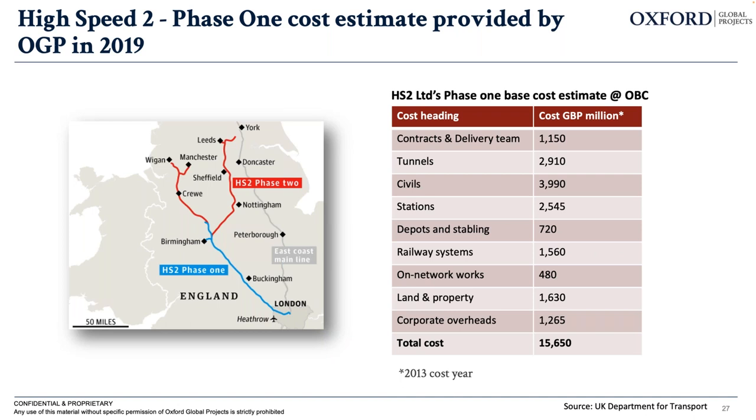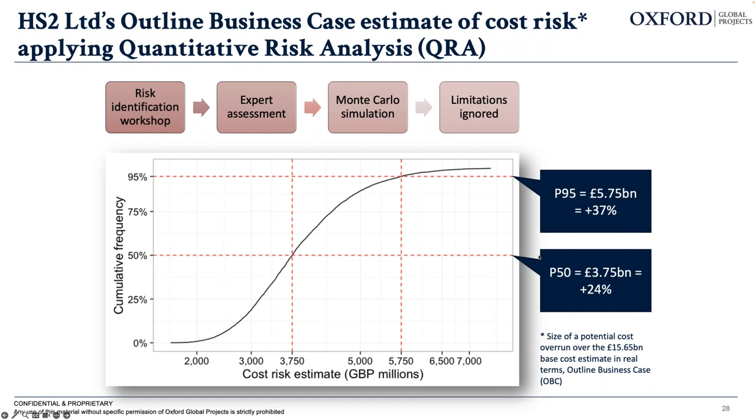So this is just showing you how the HS2 team arrived at the contingencies that they calculated into this project. They did standard QRA, the quantitative risk analysis, where they had a risk identification workshop, and expert assessment, with various key stakeholders commenting on the risks and likelihood of them occurring. Then they did a Monte Carlo simulation to get that risk distribution that they then based their probabilities on. Here we have a P50, the most likely outcome scenario, where they got to a 24% uplift, which equates to just under 4 billion pounds to be added to the 15.5 billion pounds.